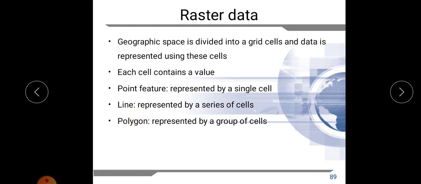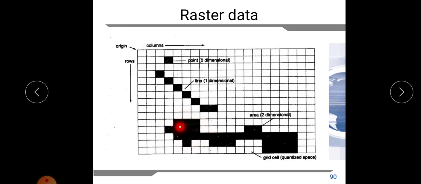So it should be having some area. So it is represented by a group of cells like this. So it is a two-dimensional area. Like that we can represent the GIS data in the form of raster. If we are representing it as a raster, the whole area is divided into different cells. Each cell will be having some value.